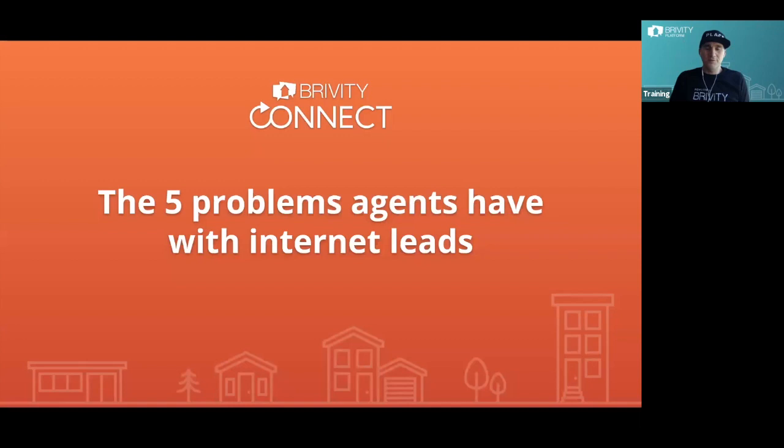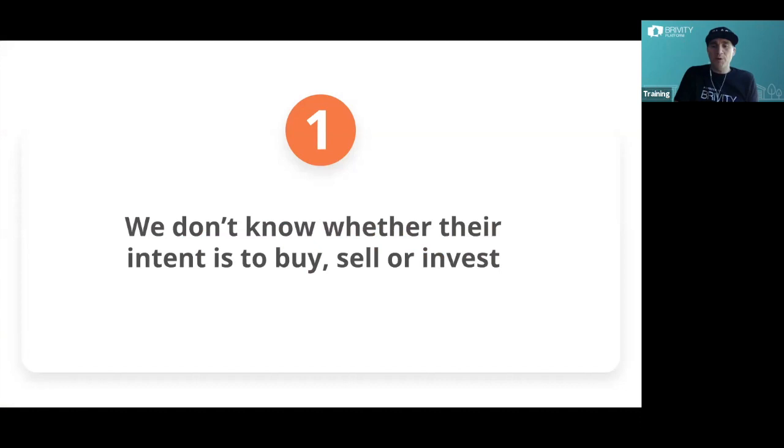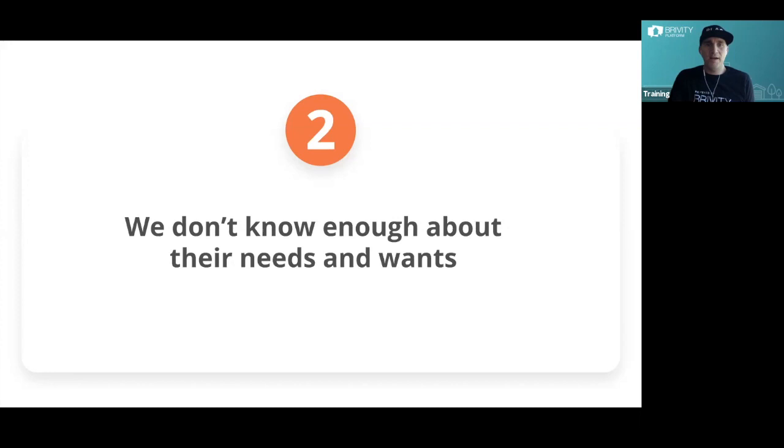And there's some problems that creates for us on the other side of that marketing, right? We don't know what that person's intent is when our marketing reaches them. We don't know if they're a buyer, a seller. They could be ready to buy a 10-unit rental property. We have no idea, right? We don't know where they want to live, how much they can afford. Are they pre-approved for a mortgage?